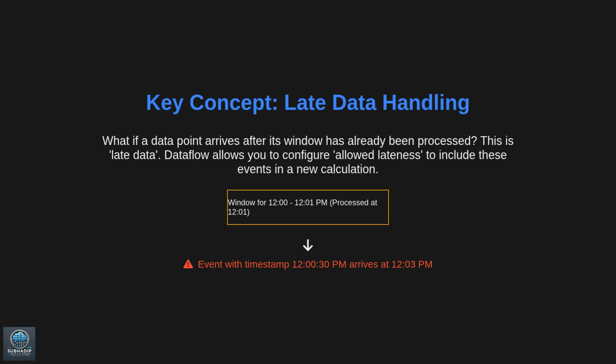In the real world, data can be delayed due to network issues. This is called late data. Apache Beam and Dataflow provide mechanisms to handle this, such as setting an allowed lateness period, which tells the pipeline to keep a window open for a bit longer to accommodate these late arrivals.